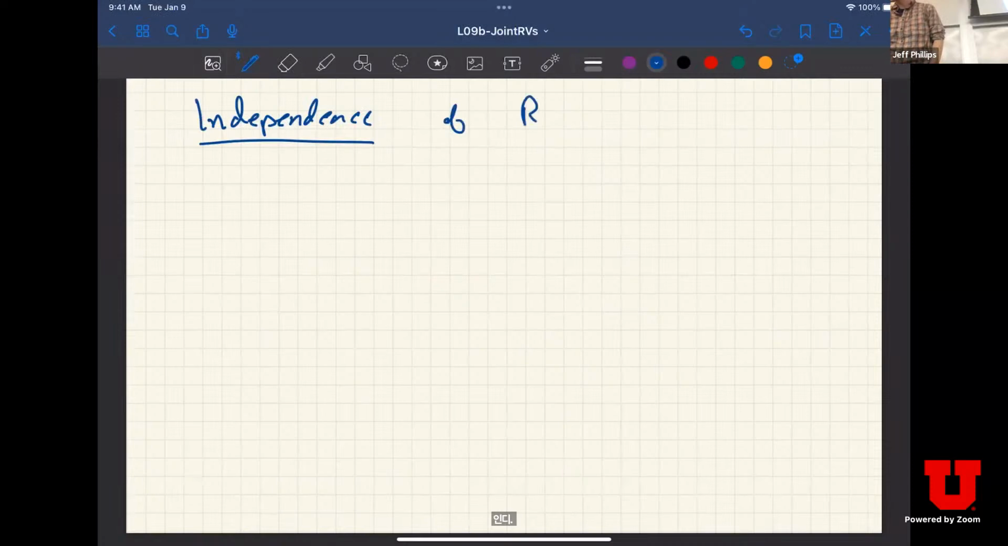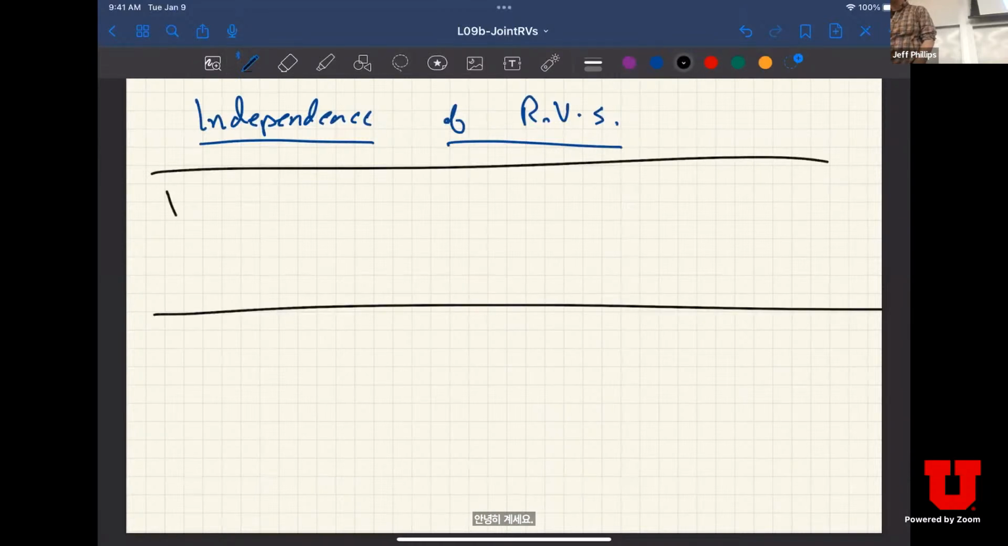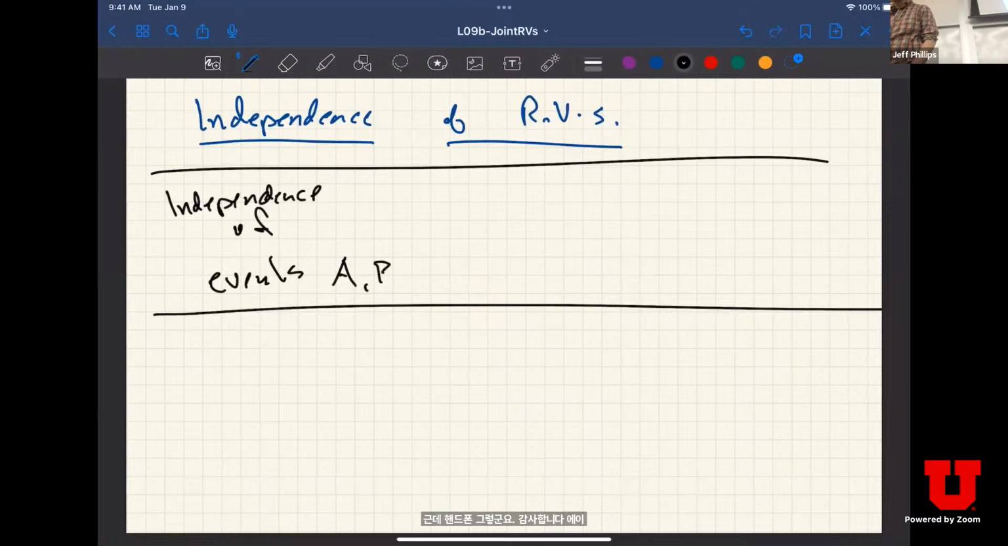of random variables. Before we do this, let's first do independence of events A and B. If I have two events which are independent, what properties do they hold? Remember, this is independence of events.